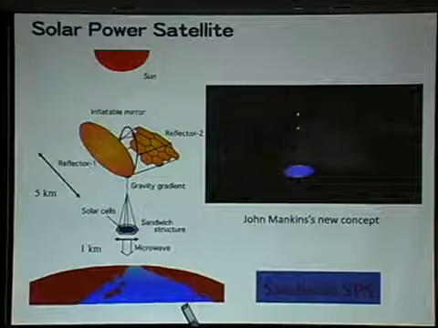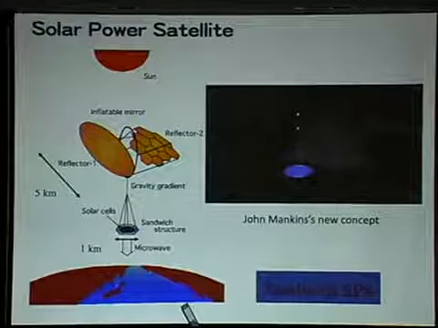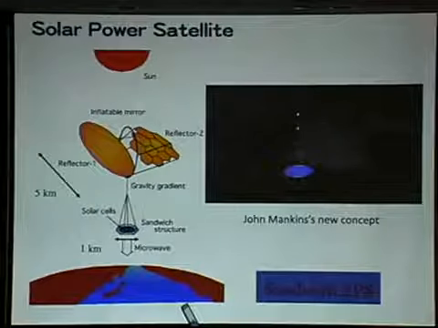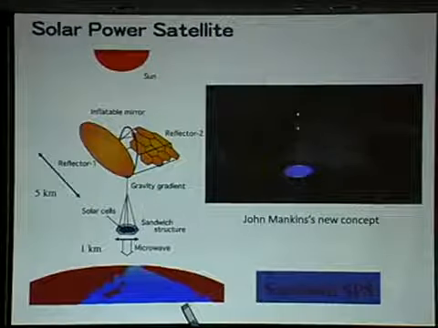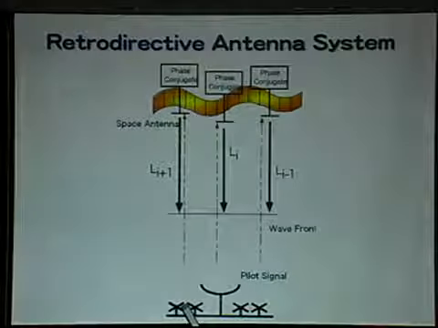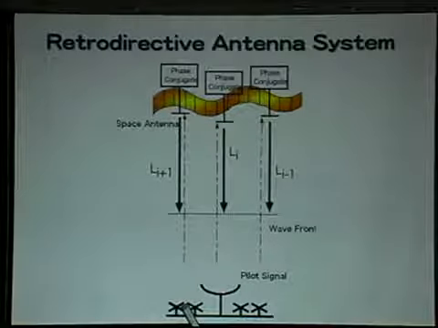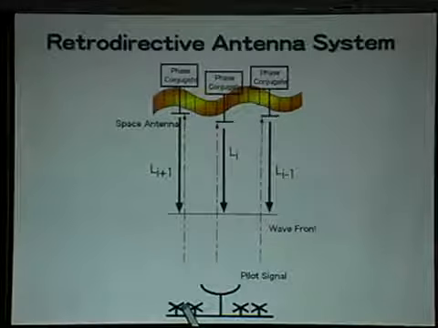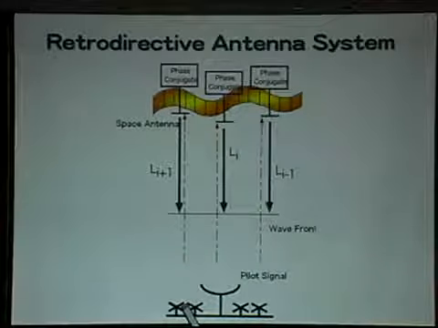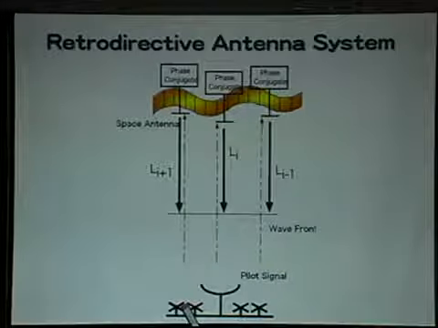The microwave transmitter antenna may be moving, so we need some control system to control the output phase. So we are developing a retro-directive antenna system. We transmit a power signal from the ground to the space antenna, and each antenna element receives the power signal, and makes a conjugate phase of the power signal.